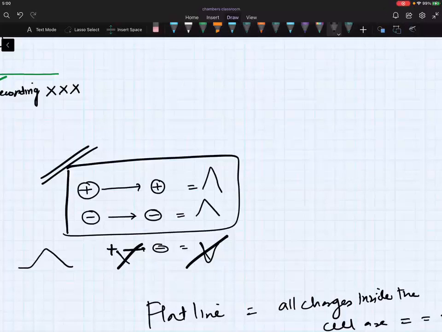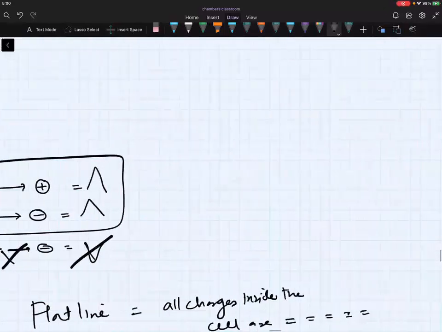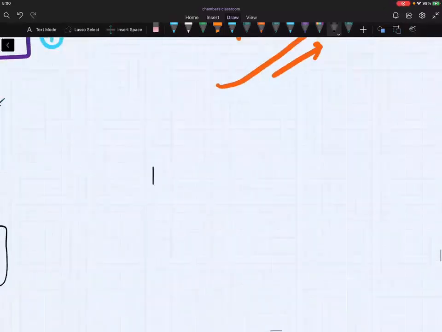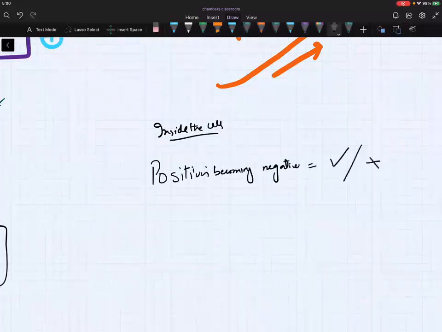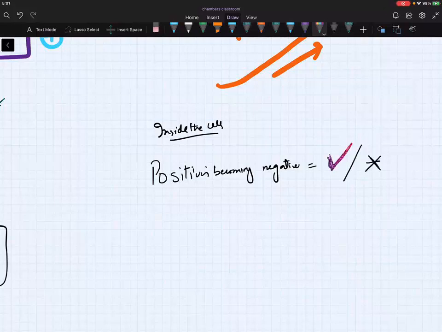Okay, so if I say now positive is becoming negative, I am talking inside the cell. So inside the cell, positive is becoming negative. You have to tell me recording will happen, tick or cross? So the answer will be positive current. Very nice. So recording will happen, tick. So tick will happen.